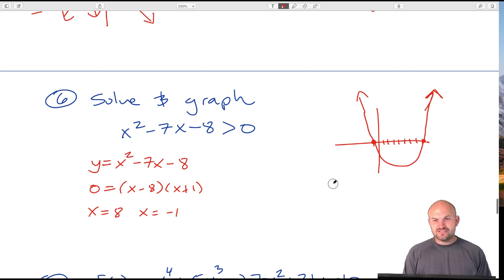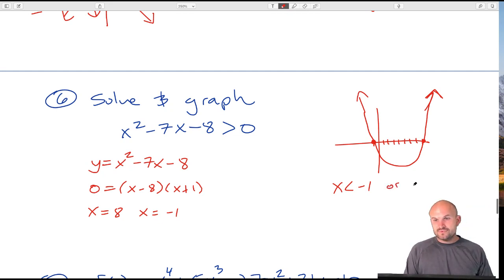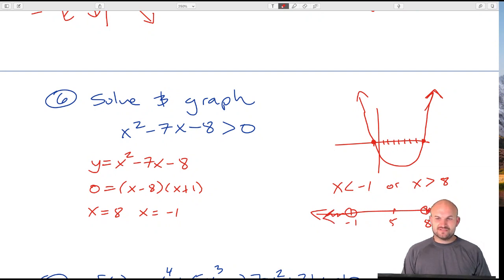So my solution is when x is less than negative 1, not less than or equal to, because equal to it's 0, and we don't want it equal to 0. So it's going to be less than negative 1, or when x is greater than 8. Then I can just graph that on a number line. So here's negative 1. Here's 0. Well, let's do, I don't know, here's 5. Here's 8. So x has to be greater than 8, or less than negative 1. Okay, my graph doesn't look that great, but hopefully you can see that's what you do here.